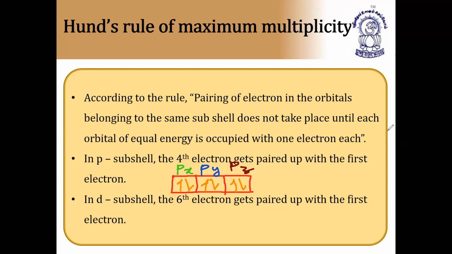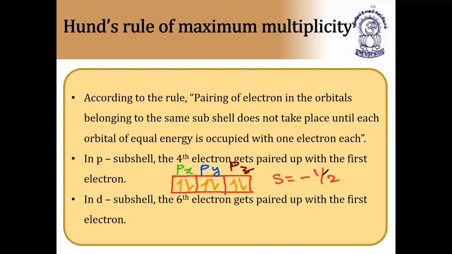Because if you don't know this pairing, we cannot write the spin quantum number properly. Suppose I ask for 2p4, what is the value of the spin quantum number? 2p4 means the fourth electron. What is the spin here? It's a downward spin. So since the fourth electron has downward spin, we can say S is equal to minus half, that is the spin quantum number for the fourth electron.